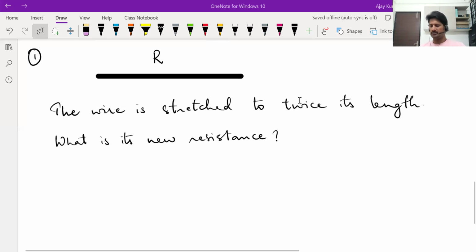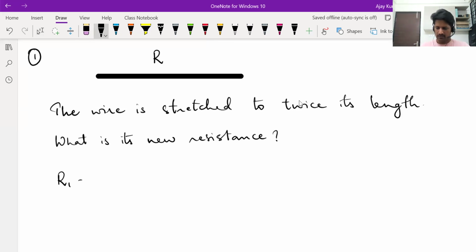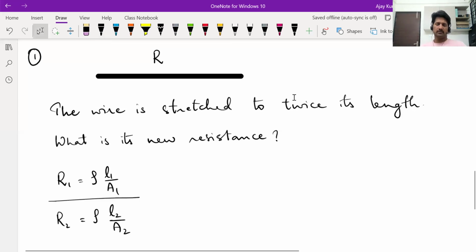Seshank, how will you try to solve this? You use R equals rho L by A. So R1 is equal to rho L1 by A1, and R2, the new resistance, is the same resistivity, L2 by A2. The L1, L2 relation is clear. Length is doubled. What about area?